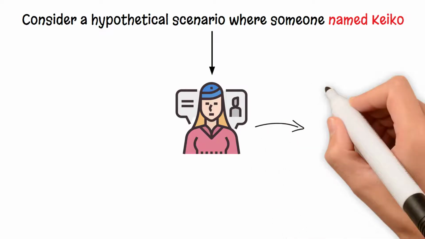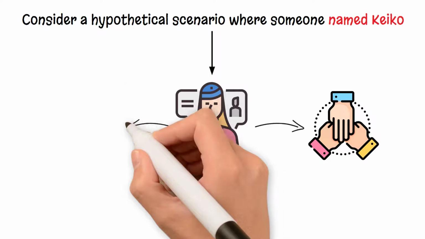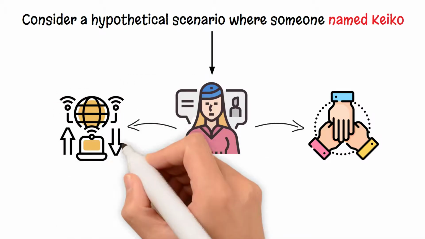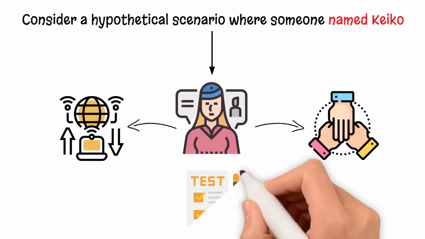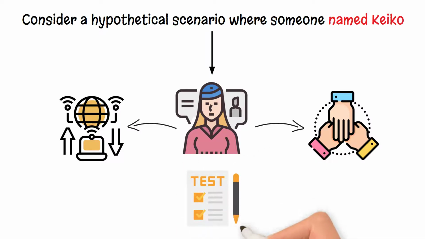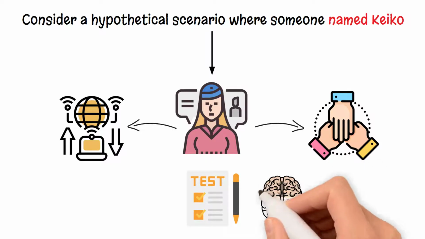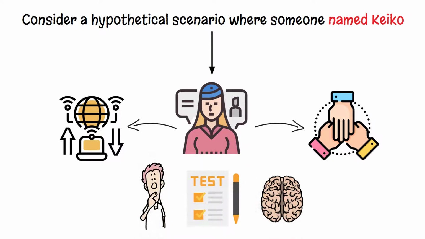If Keiko believes the test is biased against her cultural group, this belief could negatively influence her performance, regardless of her true ability. The challenge for test creators is to design assessments that are fair and culturally sensitive to all individuals. Our understanding of intelligence is continually evolving as we learn more about how people think, learn, and solve problems.